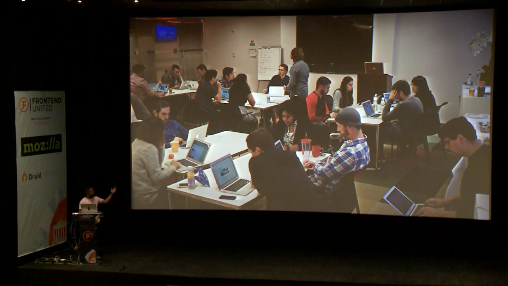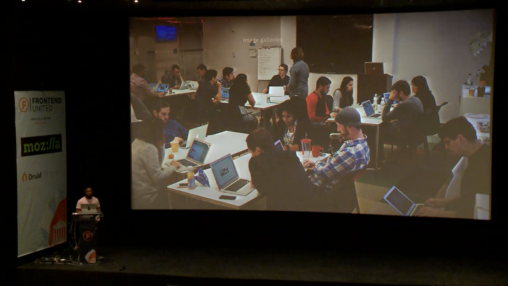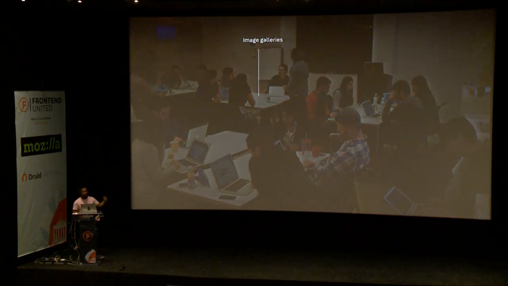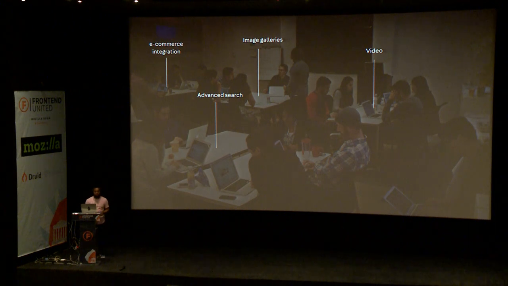So what we did was, like I said, we got all these people in a room, and we asked everyone to break up into groups based on what they had the most ideas for. So each table was a designated topic area. So one table tackled image galleries, right? All the people that had an idea for image galleries sit at this table. Another table was, what ideas do you have for video? Do you think video is going to make this site shine? What about e-commerce integration? What about advanced search? So everybody kind of broke up into these multidisciplinary, cross-disciplinary teams based on their area of interest.